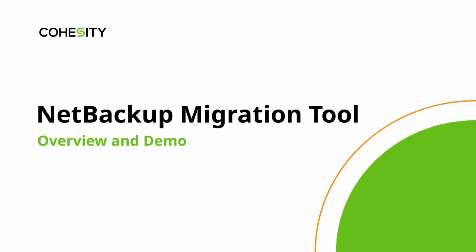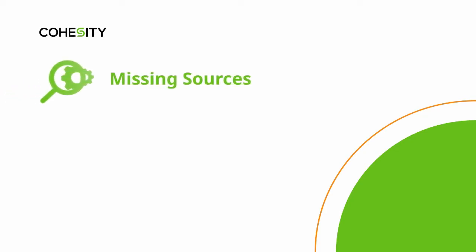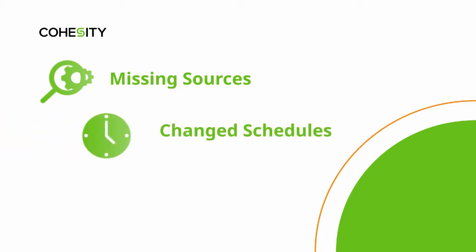The Cohesity NetBackup migration tool is a way to simplify the issues that come about when you're migrating from a legacy NetBackup solution into Cohesity. Things that could happen include missing sources, VMs and physical machines, and changed schedules where you don't know what could have happened. They could have been alternated between different systems. And then, of course, just traditional human error of data entry switching from one system to the other. We want to automate that.